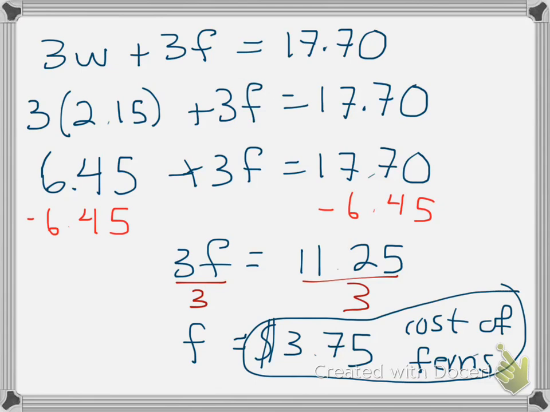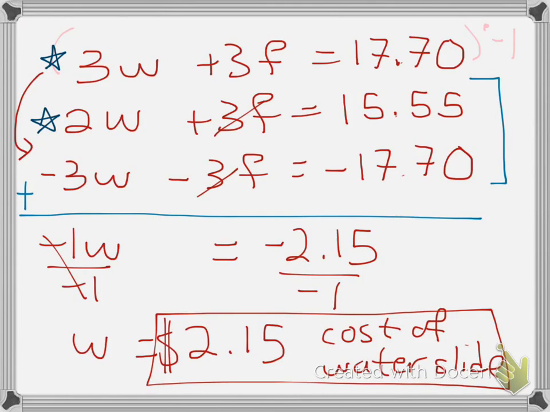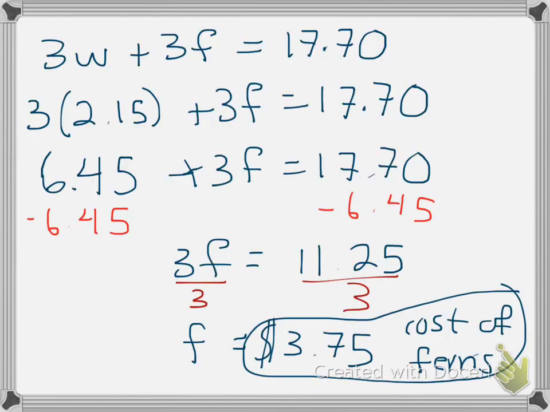What was the cost of the Ferris wheel? $3.75. And then what was the cost of the water slide? That was $2.15. So in fact, both of those are the answer. Ta-da!